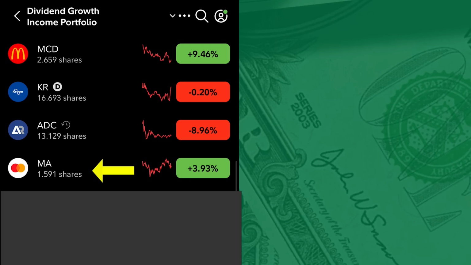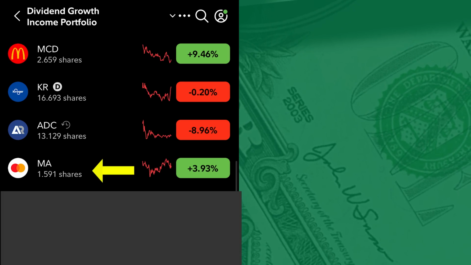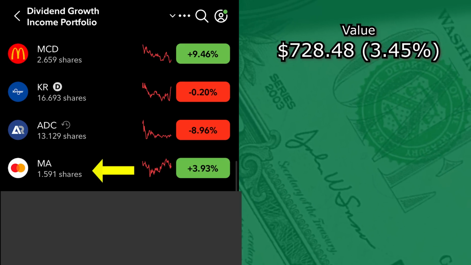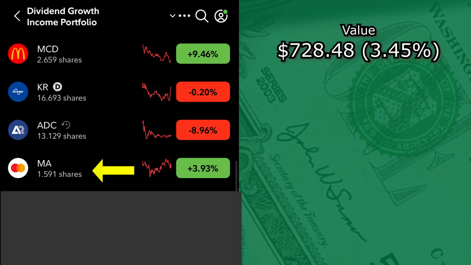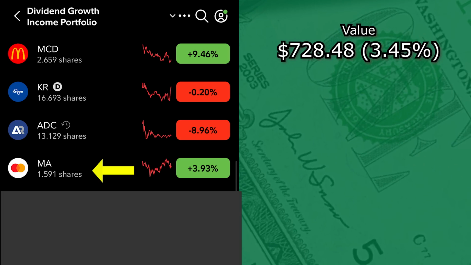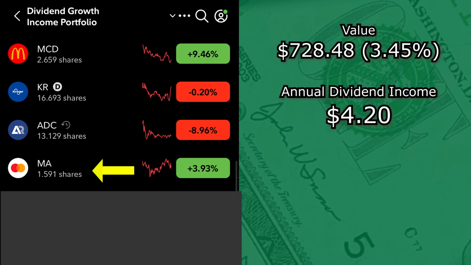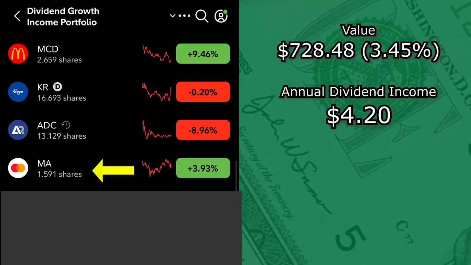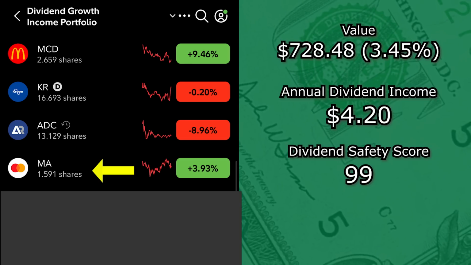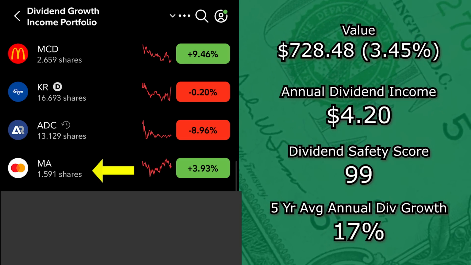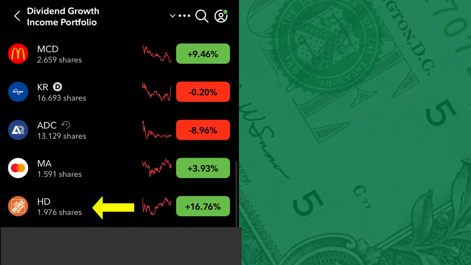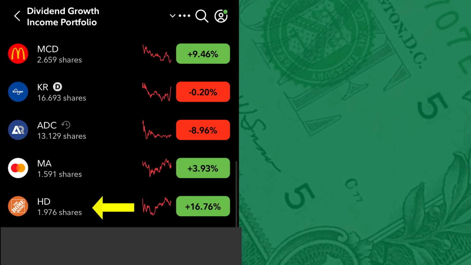Next up is MasterCard, ticker MA, the transaction and payment processor. I have 1.591 shares of MasterCard, valued at $728.48, making up 3.45% of the portfolio. I am up about 4% on this investment right now. It pays me $4.20 in dividend income annually, with shares yielding 0.58%. Now, MasterCard has a perfect dividend safety score and a 5-year average annual dividend growth rate of 17%, and its latest raise was right in line with that. High growth, low yield. Okay, then next up, we have Home Depot, ticker HD, the world's largest home improvement retailer.